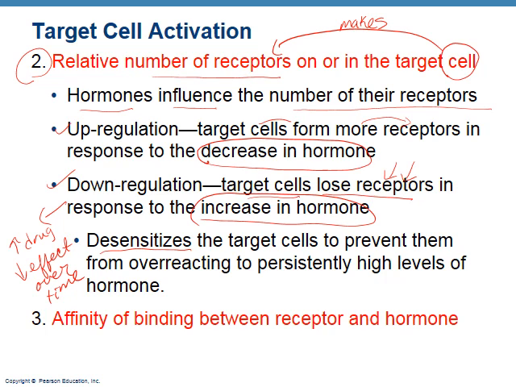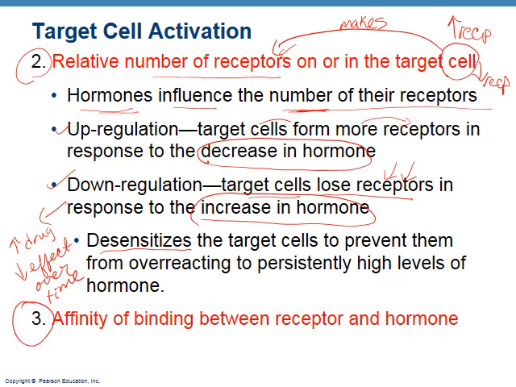As long as you understand that hormones can influence the number of receptors, because the cell makes the receptors, the cell can make more receptors or the cell can make less receptors. That's all within the cell's purview, and it usually happens because of increased or decreased hormone.